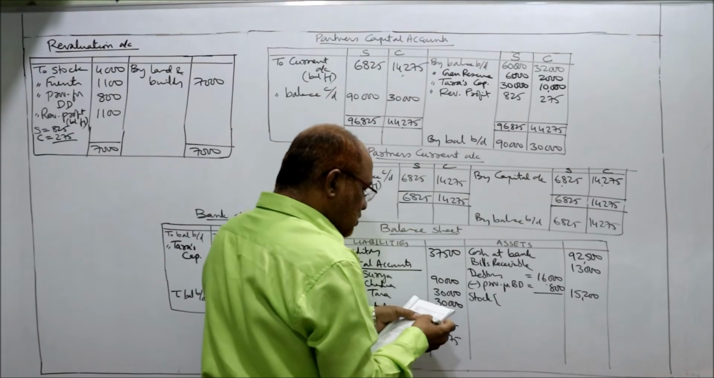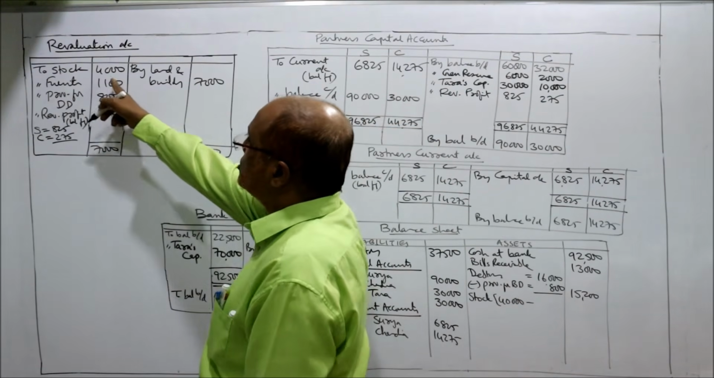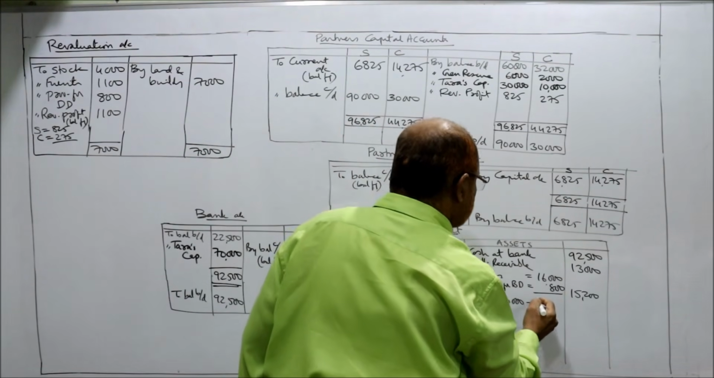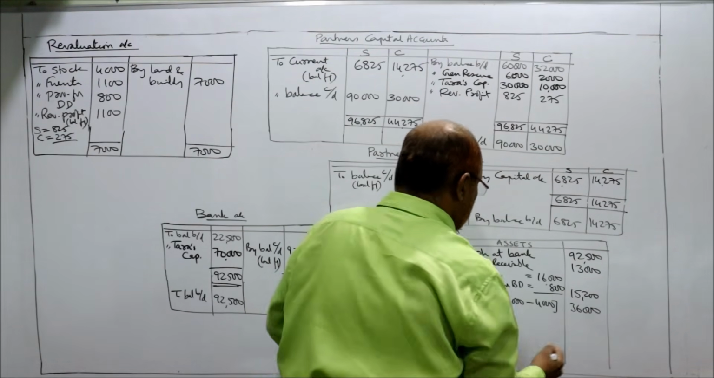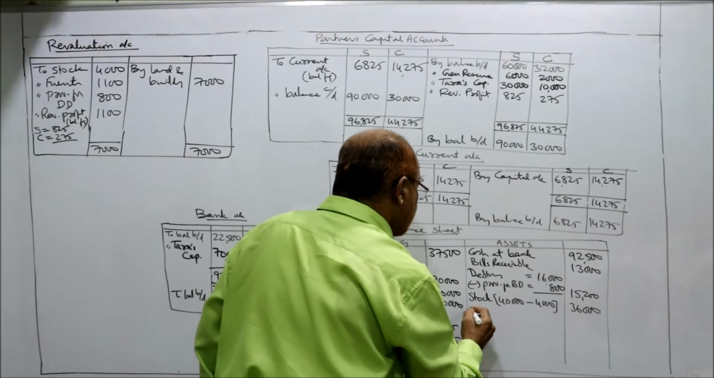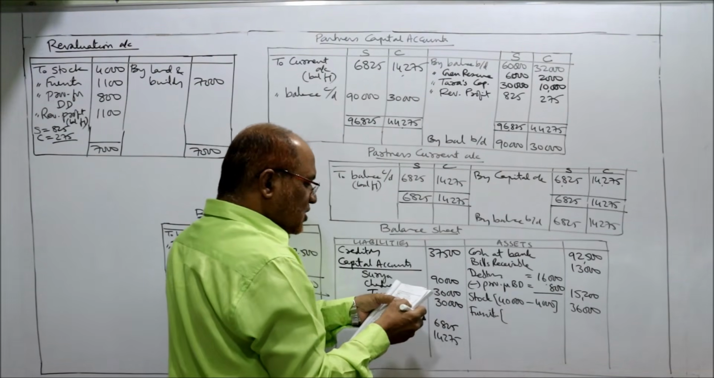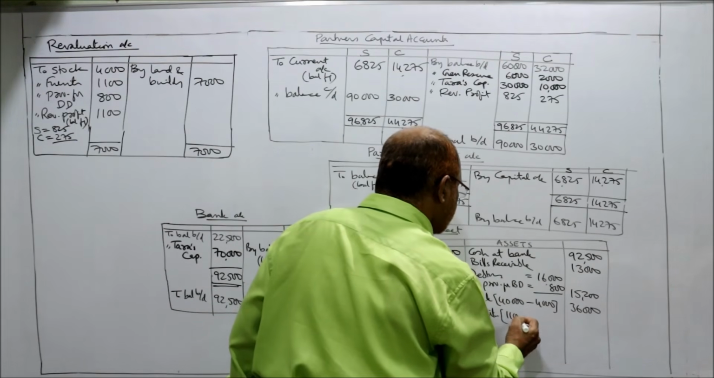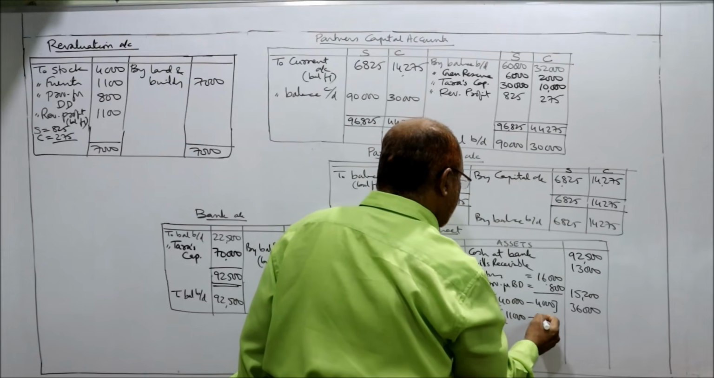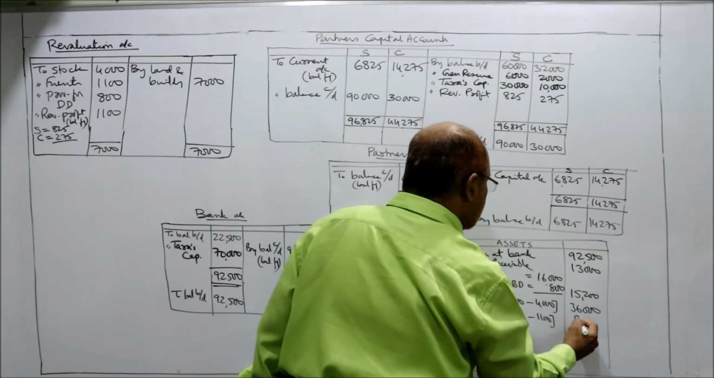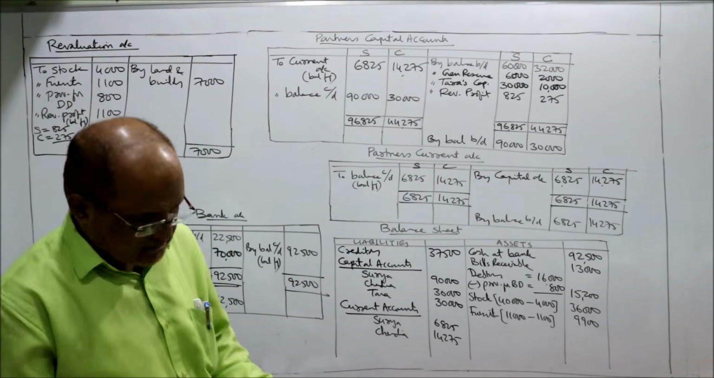The old value of the stock was 40,000. How much we have decreased the stock? 4,000. 36,000. After stock, furniture. The old value of furniture was 11,000. How much we have decreased? 1,100. 9,900. I think 9,900, correct.